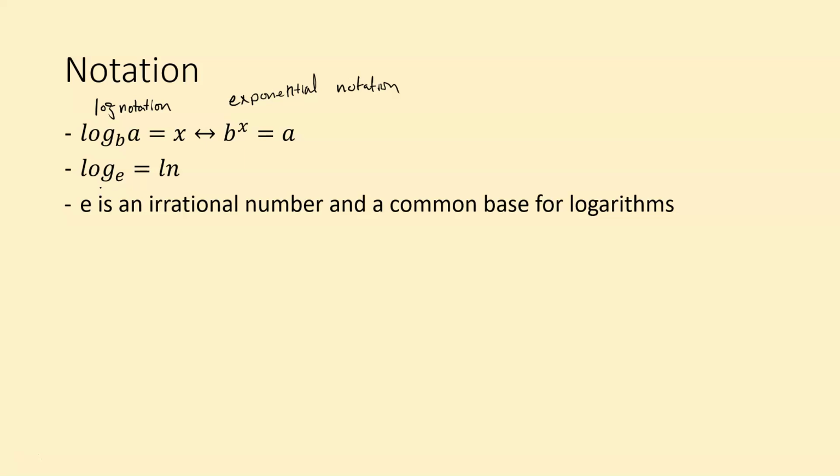Another thing to point out, log base E is the same thing as ln, which is called the natural log. And E is just an irrational number and a common base that we use for logarithms because it's commonly used for exponential functions as well. It's just an irrational number between 2 and 3.